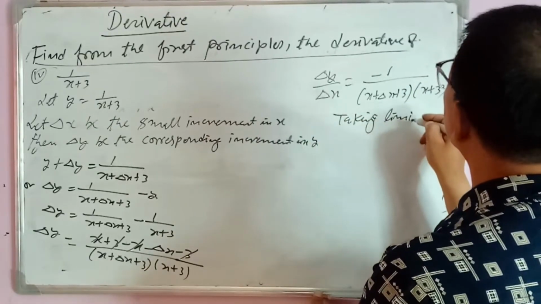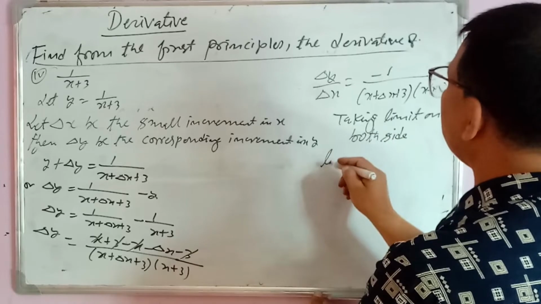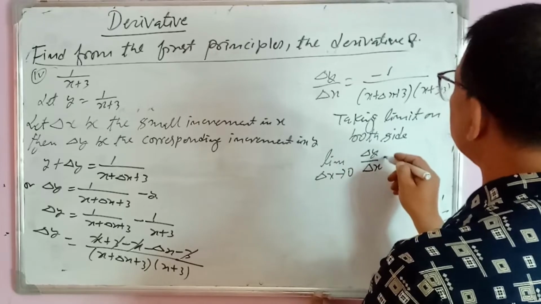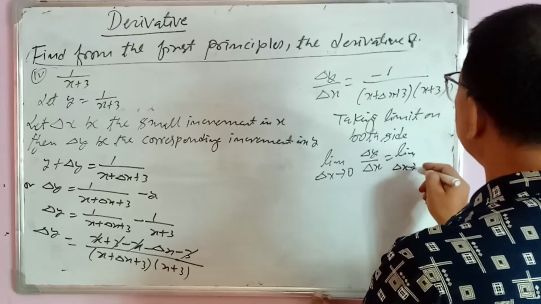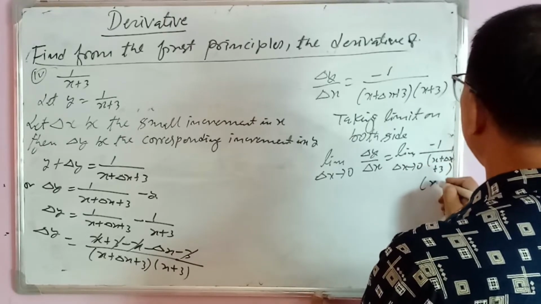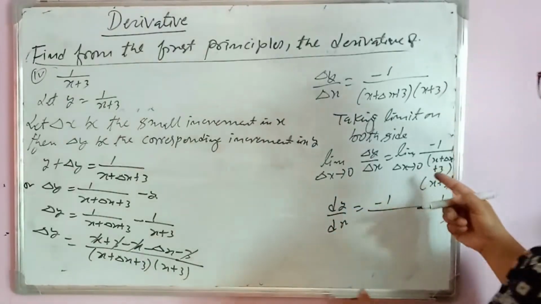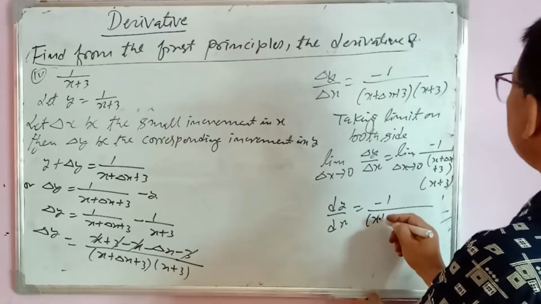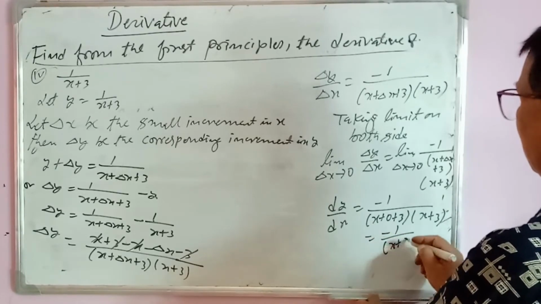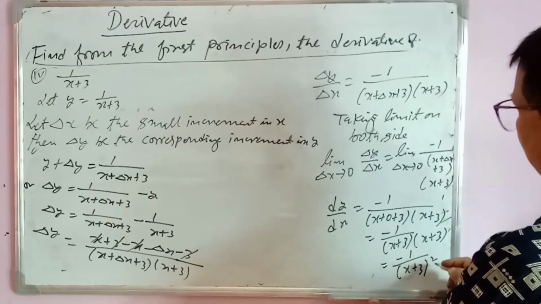limit delta x tends to 0, delta y by delta x equal to limit delta x tends to 0 minus 1 by x plus delta x plus 3 and x plus 3. This means dy by dx is minus 1. Now in place of delta x we can put 0. So x plus 0 plus 3 and x plus 3. That means minus 1 by x plus 3, x plus 3. That means minus 1 by x plus 3 whole square.